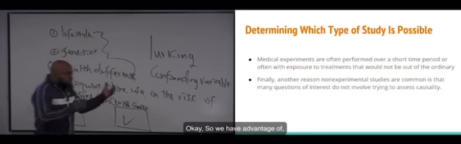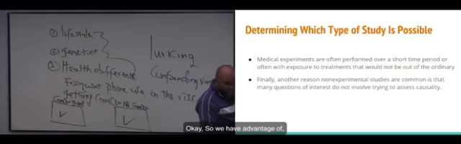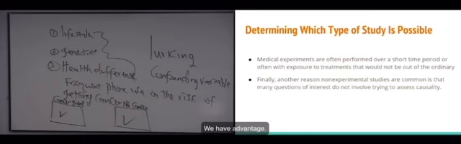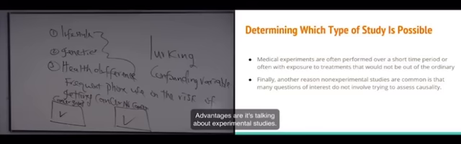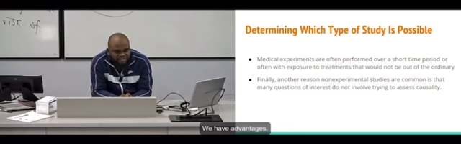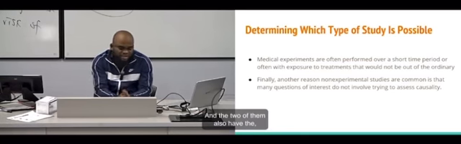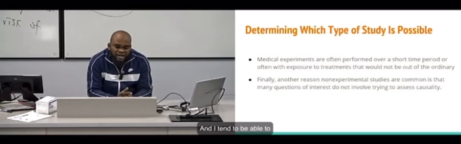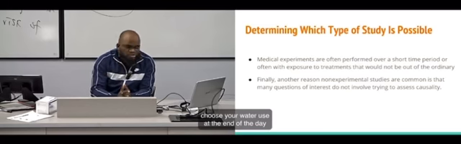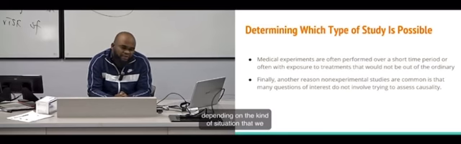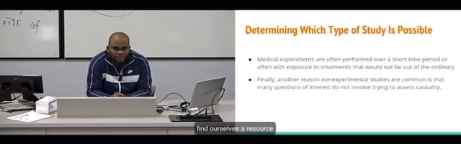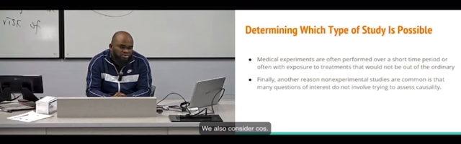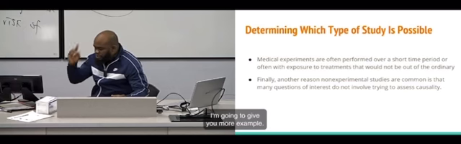So when we talk about observational study, we have advantages. When we talk about experimental studies, we have advantages, and the two of them also have merit. I think choosing one to use at the end of the day depends on the kind of situation we find ourselves in. In research, we don't only consider efficiency, we also consider cost. I'm going to give you more examples.